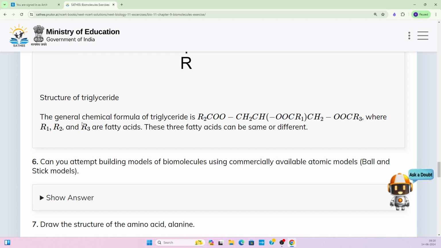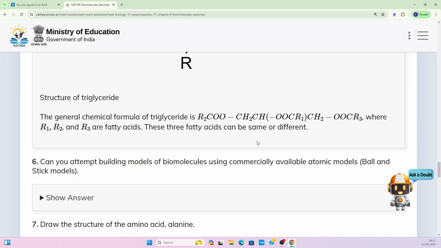Now, structure of the triglycerides. The general chemical formula of triglyceride: R2COO, CH2CH, OCR1, CH2OOCR3. So here you can see R1, R2, and R3, three different R, right? Where R1, R2, and R3 are the fatty acids. Three different fatty acids are attached here, right? So the three fatty acids can be the same or they can be different. If they are the same, then you can write it as R1, R1, and R1.